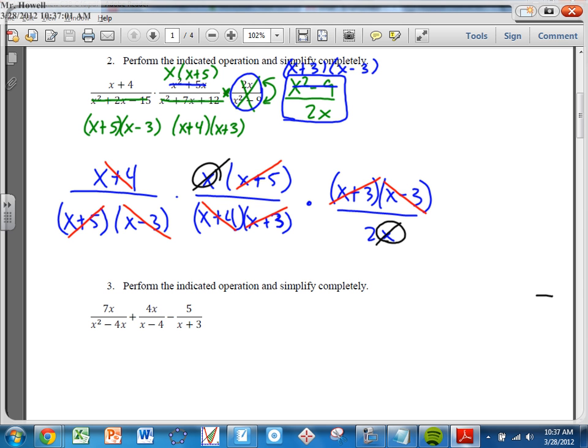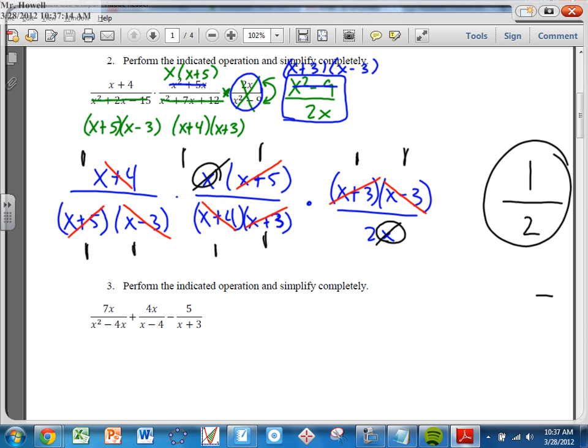Look, when you cancel, you're really left with a one everywhere. What's one times one times one times one times one? Oh, no. It's just one. Down below, one times one times one times one times two is just two. Your answer is 1/2.